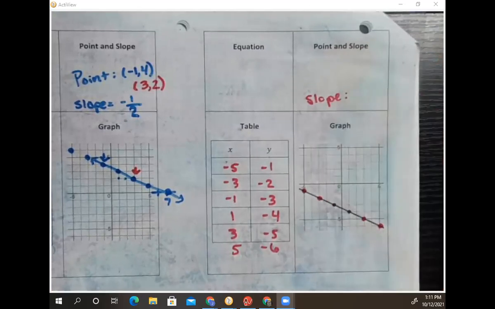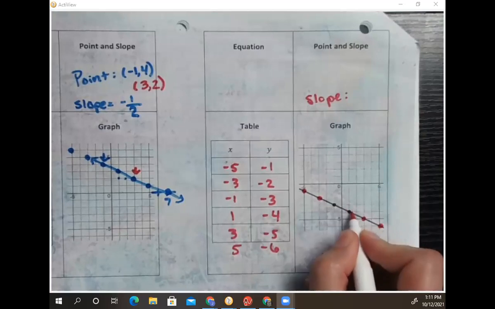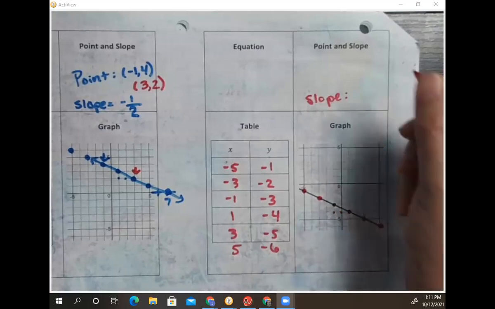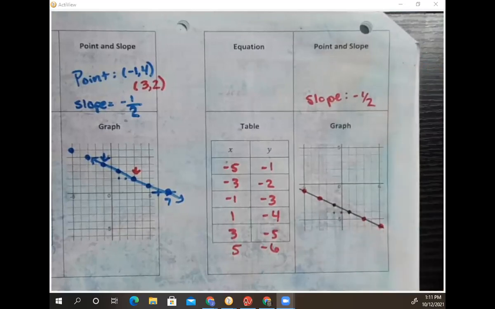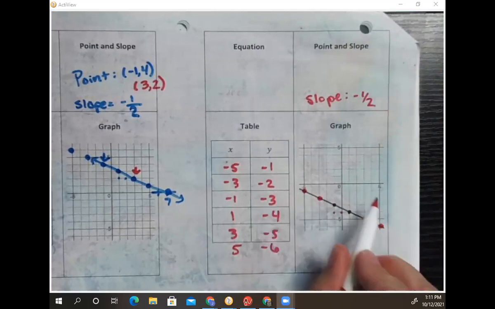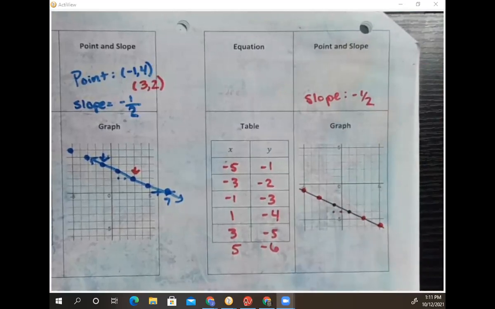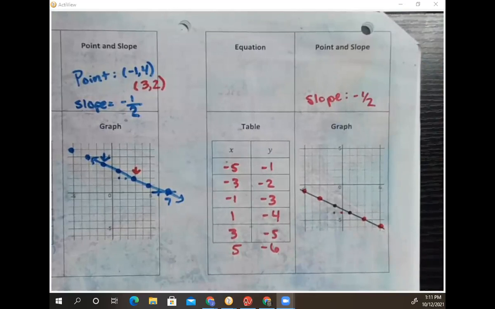What's our slope for this line? What's our slope? Yeah, to get from one point to the next, I have to go down 1 and forward 2. So that's the slope of -1/2. Now, I would like you to pick any point from this line and write an equation in point slope form. We have our slope, pick any point you like.